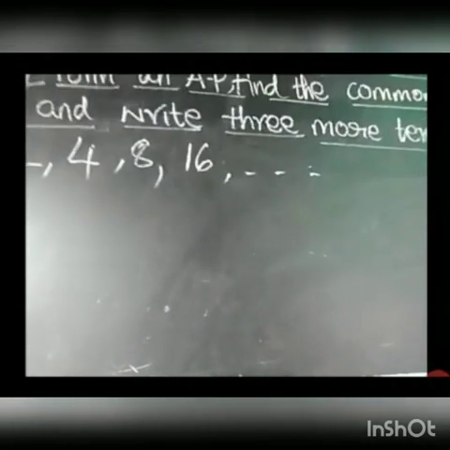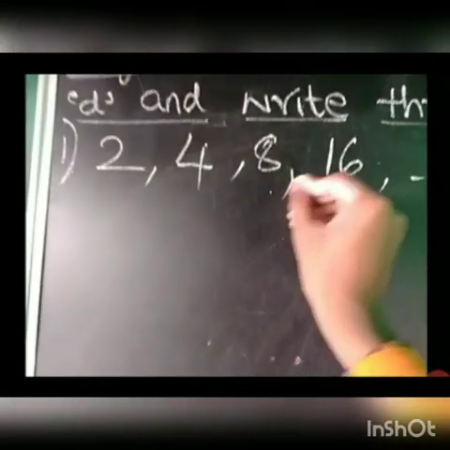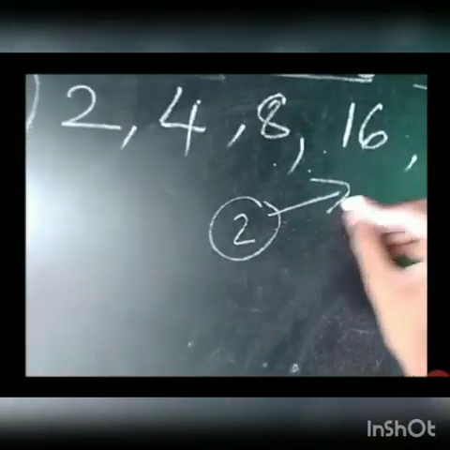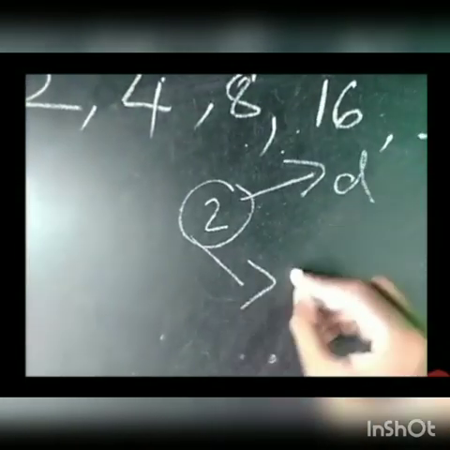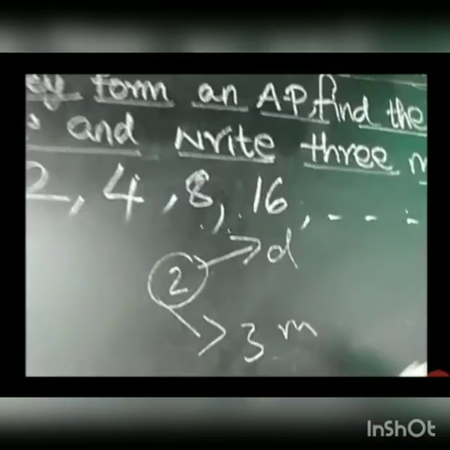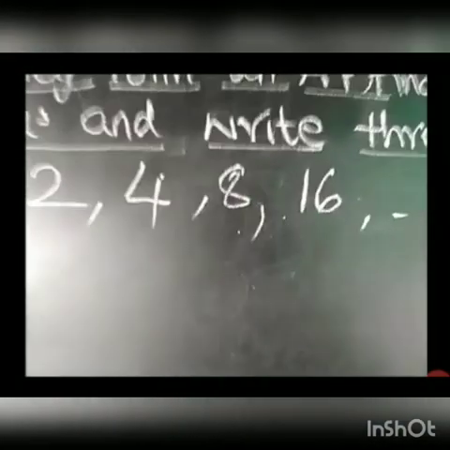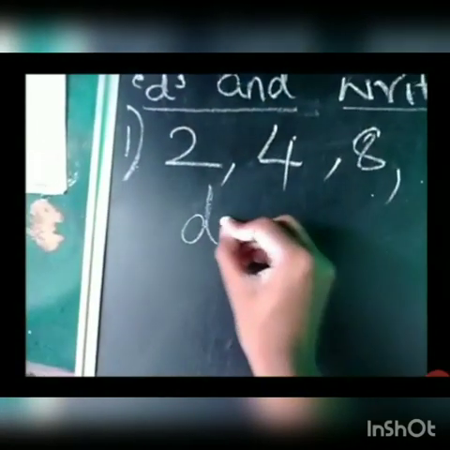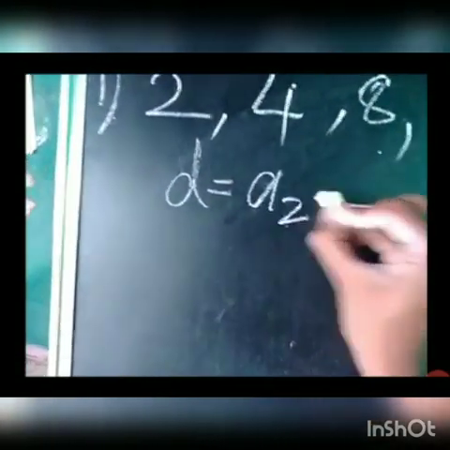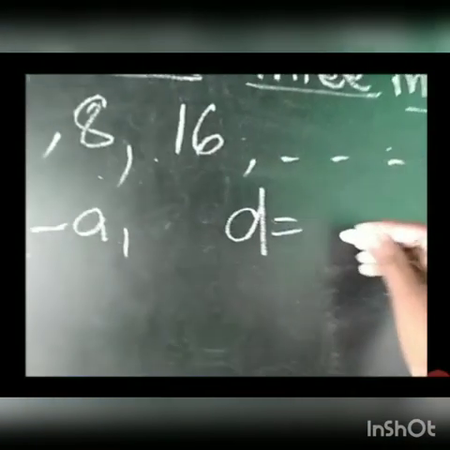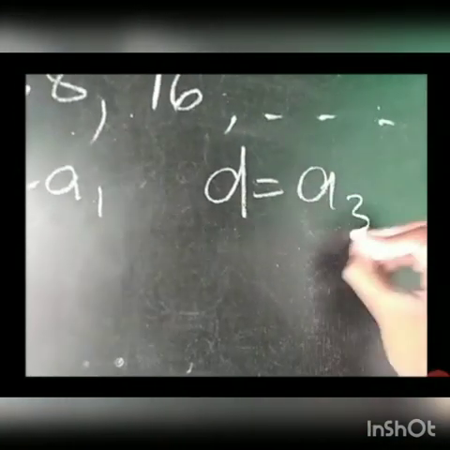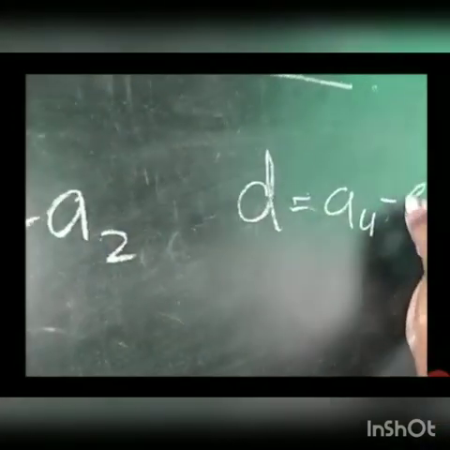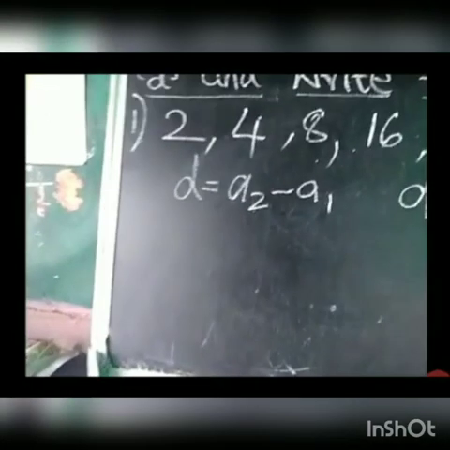So what we have to do is find whether a given set is in AP. If they are in AP, we need to find 2 things: the common difference as well as the next 3 more terms. Before that, let us check whether this given sequence forms an AP or not. How to check? As I said before, find the common difference. D equals A2 minus A1, next D equals A3 minus A2, next D equals A4 minus A3.